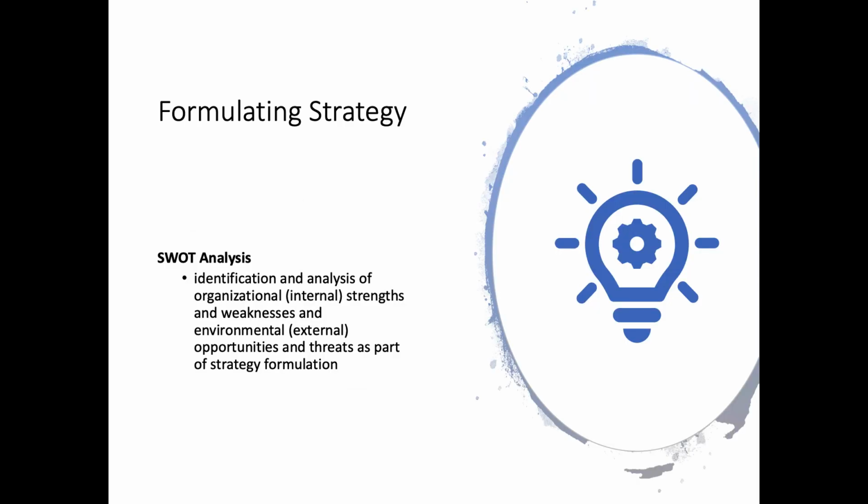So, formulating strategy uses a common tool, which we mentioned, SWOT analysis. And of course, SWOT is an acronym. First thing you have to know about SWOT, you don't spell it with an A, you spell it with an O. And you can see there, the bullet point there. What is SWOT analysis? It's identification and analysis of organizational strengths and weaknesses, in other words, internal stuff, and environmental opportunities and threats, and that's the external stuff, right, as part of this path, this journey of formulating strategy.